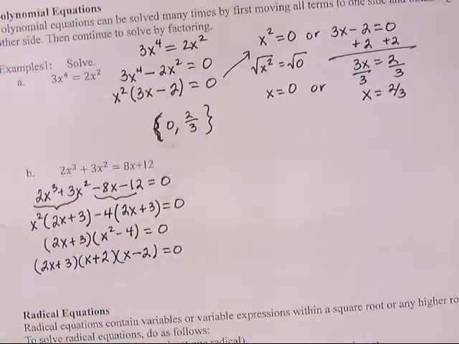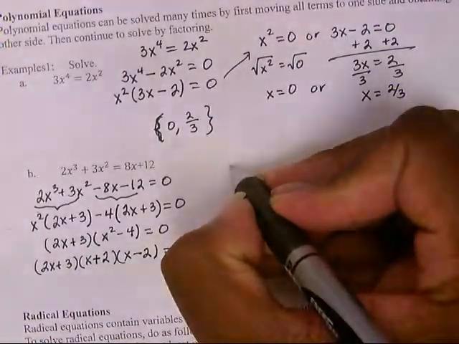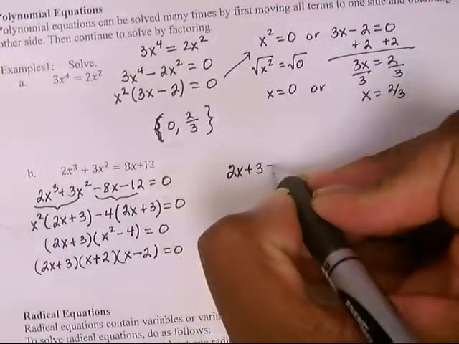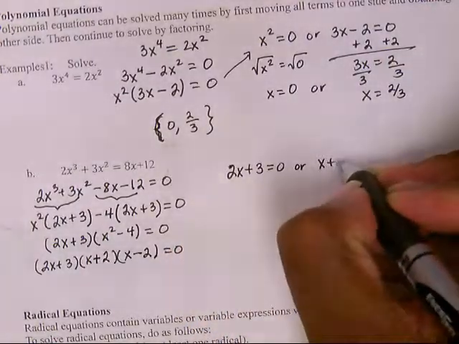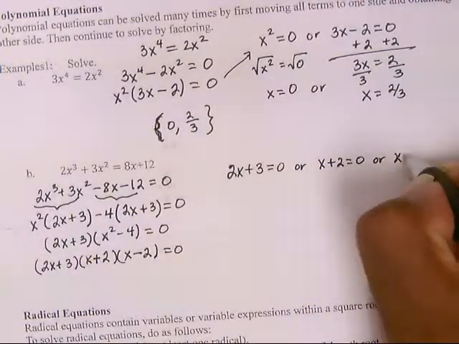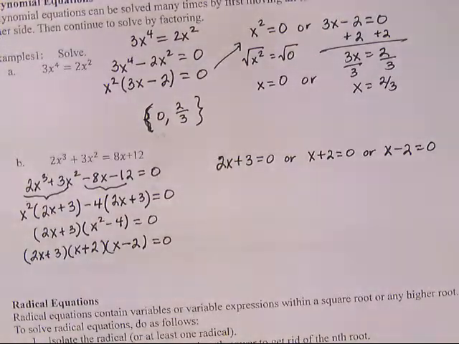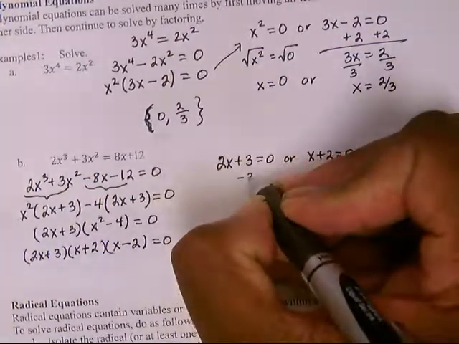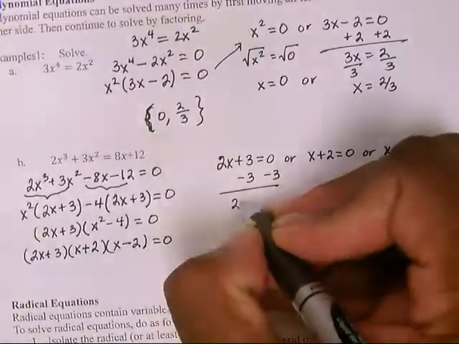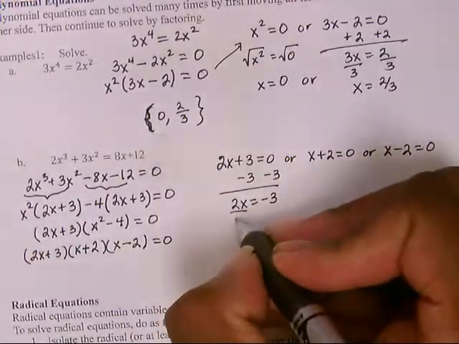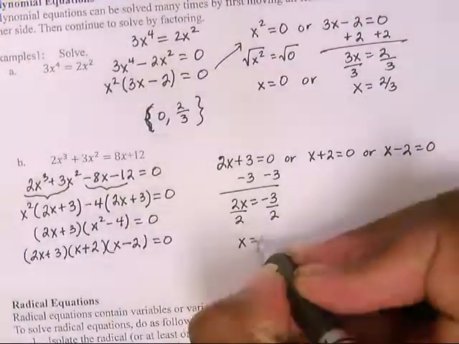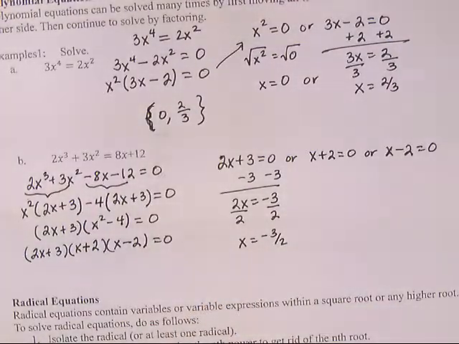And then we set each binomial factor equal to 0. So 2x plus 3 times x plus 2 times x minus 2 equal to 0 means this: 2x plus 3 is equal to 0, or x plus 2 equals 0, or x minus 2 equals 0. And then we solve each equation for x. So for 2x plus 3 equal to 0, if I subtract 3, I'm going to get 2x is equal to negative 3. Divide both sides by 2. x is equal to negative 3 halves.